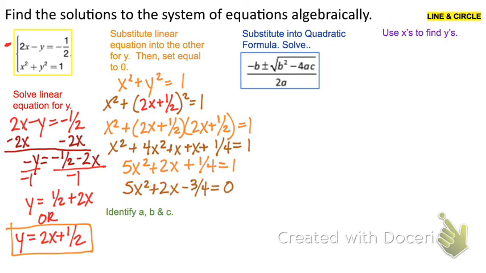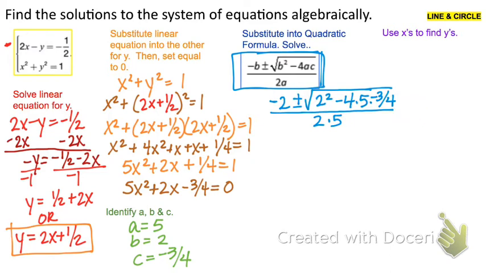In order to solve using the quadratic formula, we need to identify what A is, what B is, and what C is. Now we go to the quadratic formula and we rewrite this. But instead of A, we put a 5, instead of B, we put a 2, and instead of C, we put a -3/4. Once we've substituted our values into the quadratic formula, you start to simplify.